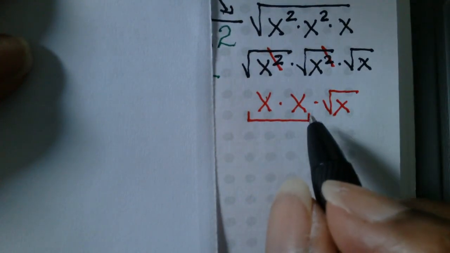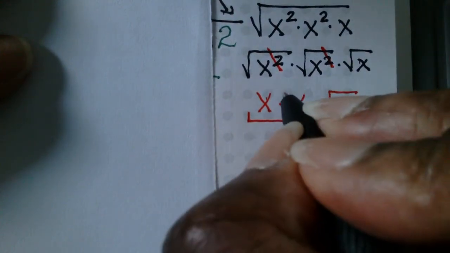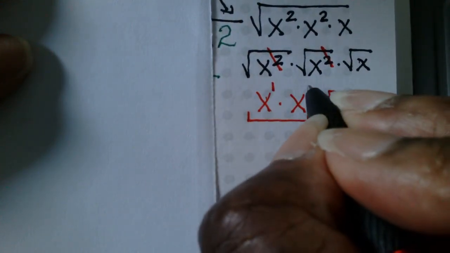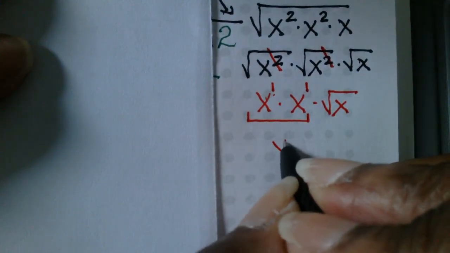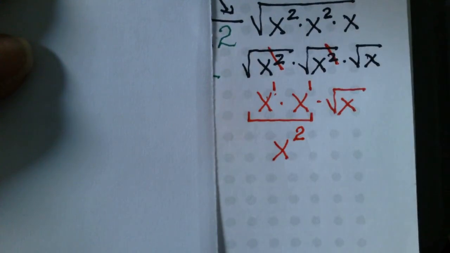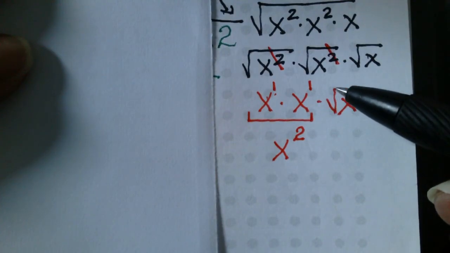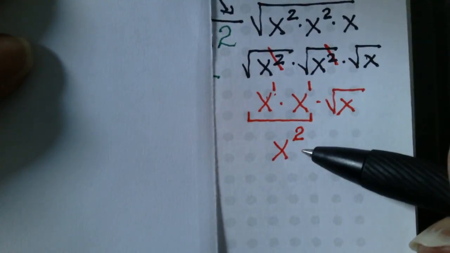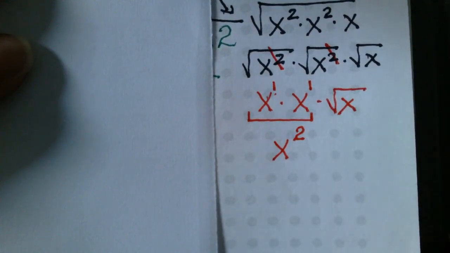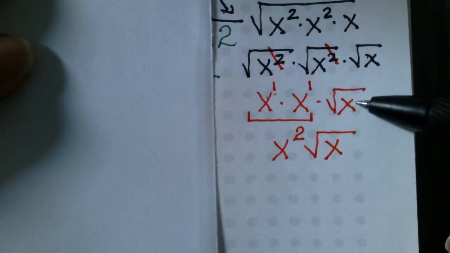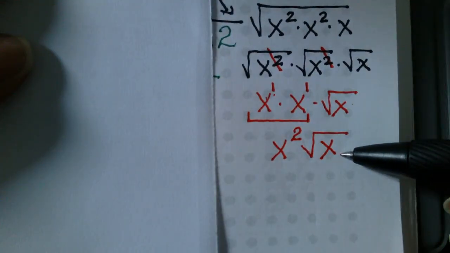When you're multiplying, you're adding the exponents. Okay? So it is assumed that there's a 1 as an exponent there, and a 1 as an exponent there. So 1 plus 1 gives me x squared. So x times x does not give me 2x, that's adding. X times x gives me x squared. Now we have the square root of x. Because if we can't break it down, we bring it down.